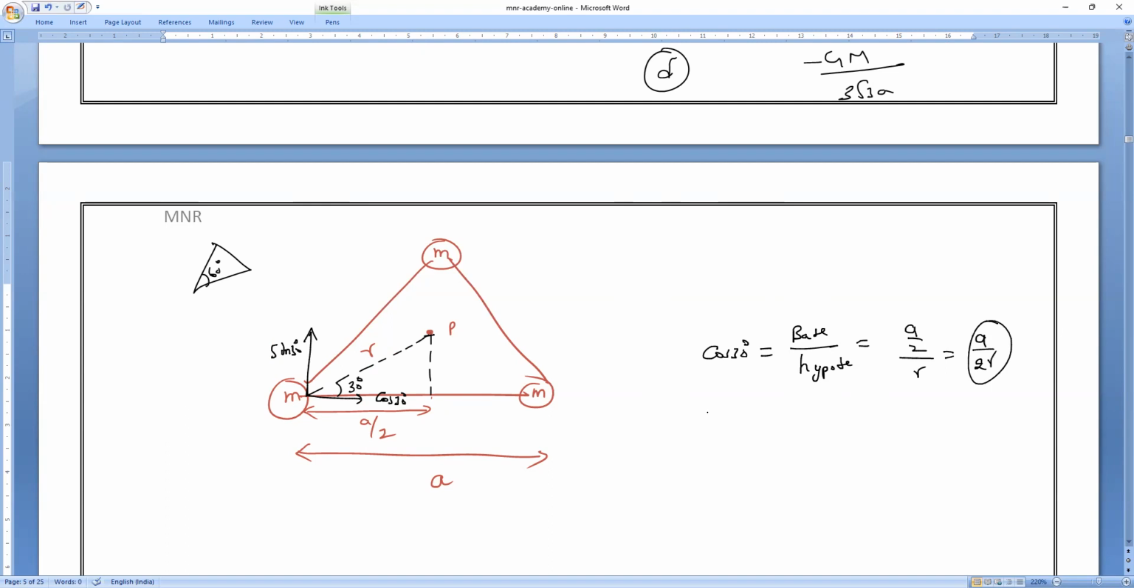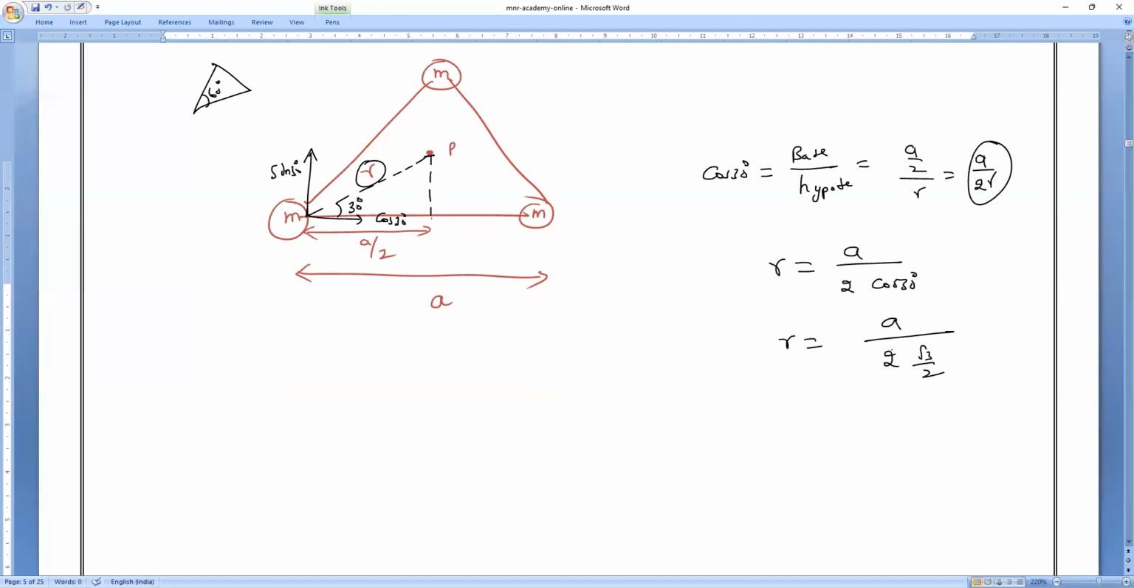Are you clear, everybody? Any doubt, you can ask me. Now, from that, we want this R, which we don't know. So R is equal to what? R will come to this side, so it turns into A divided by 2 cos 30. So what is the cos 30 value? Root 3 by 2. Am I right or wrong? So the 2 will get cancelled. So R is equal to how much, guys?